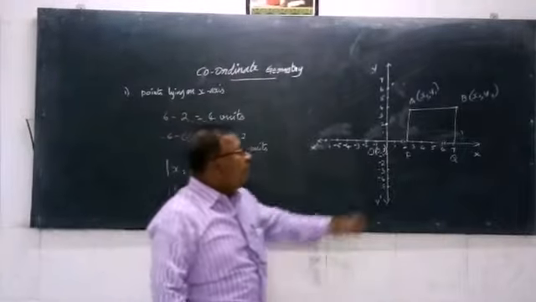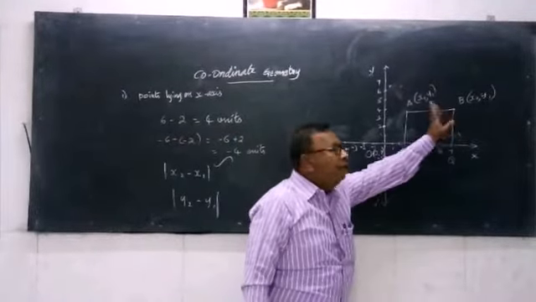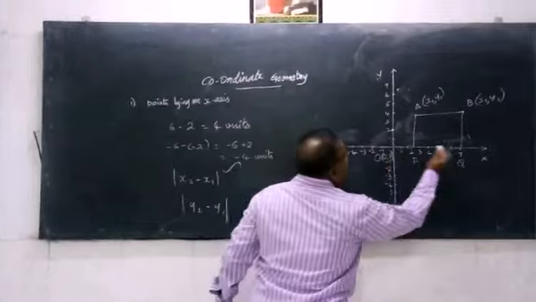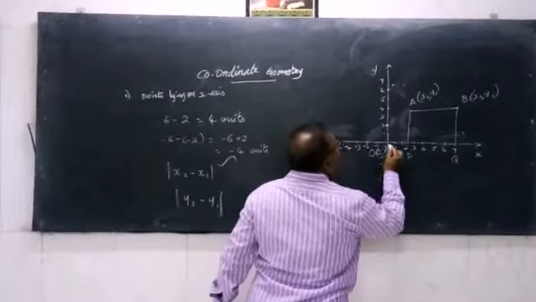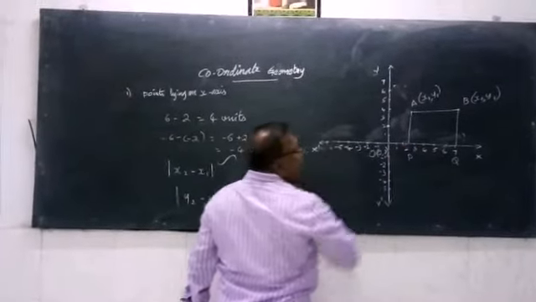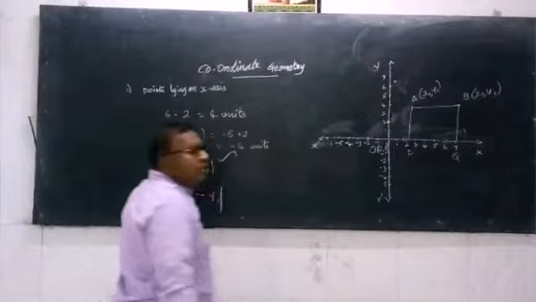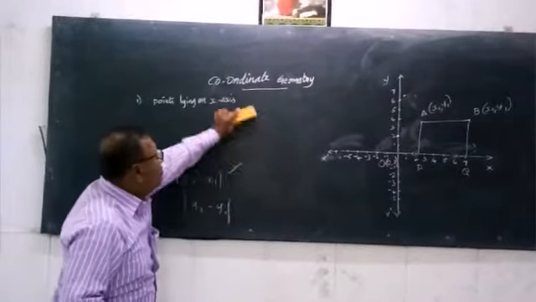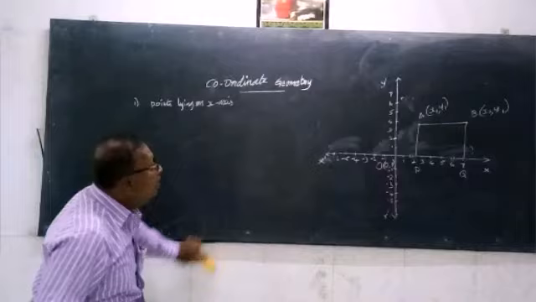Now the distance between the 2 points A and B, how to write it? So here to here it is x2 and here to here it is x1. So again the distance between the 2 points is modulus x2 minus x1. So I will show you on the board here.